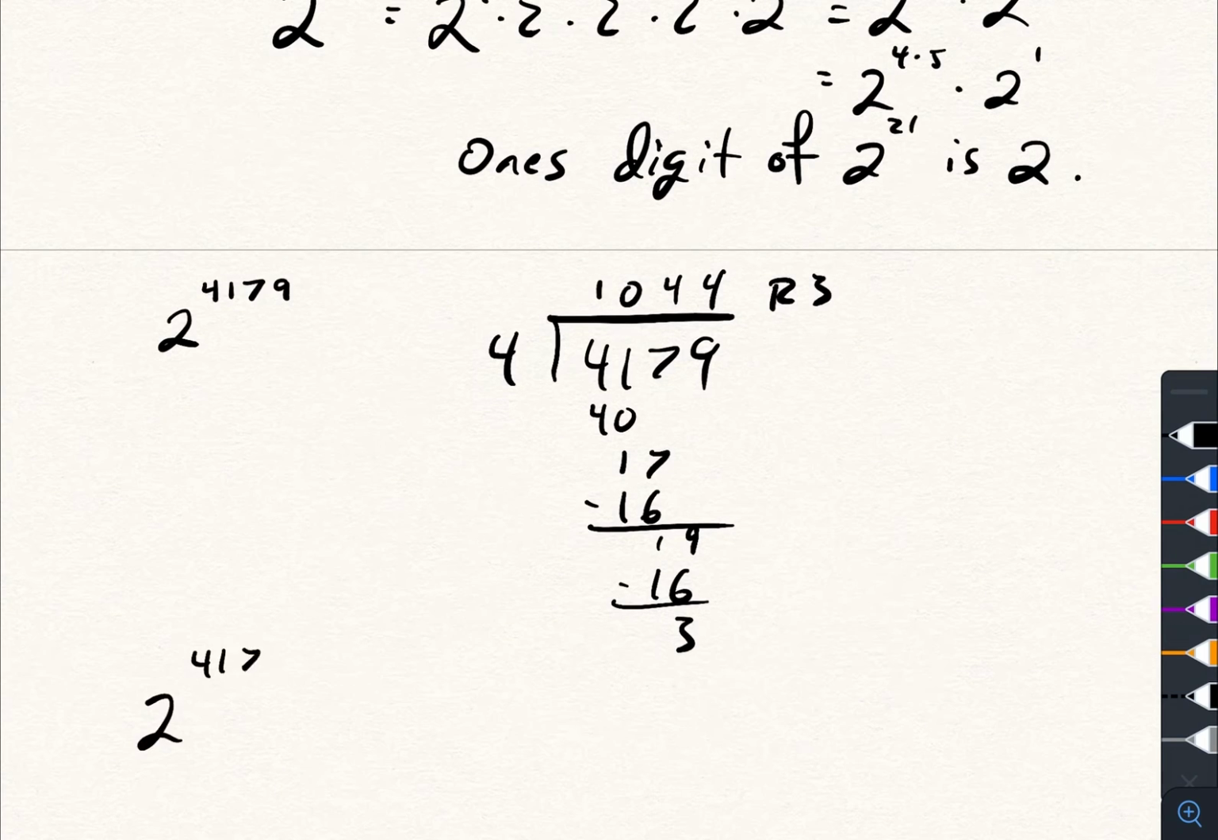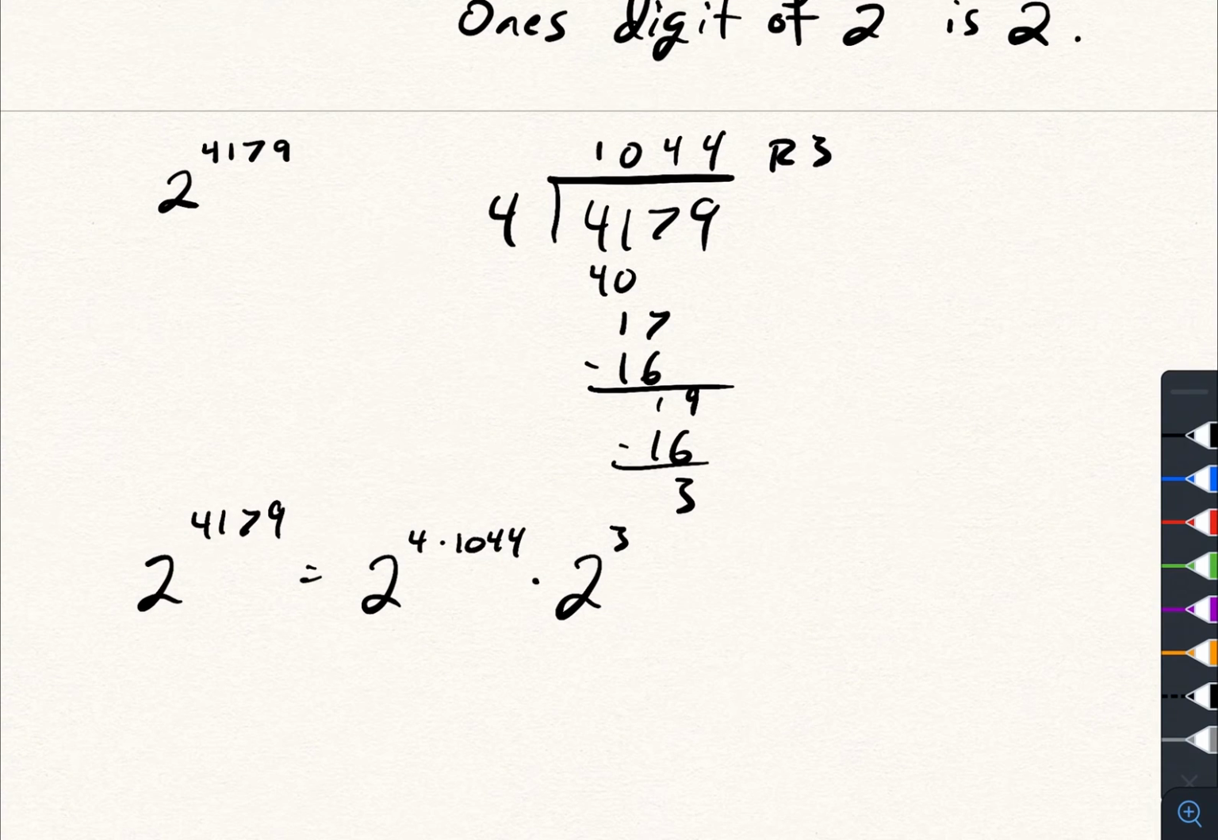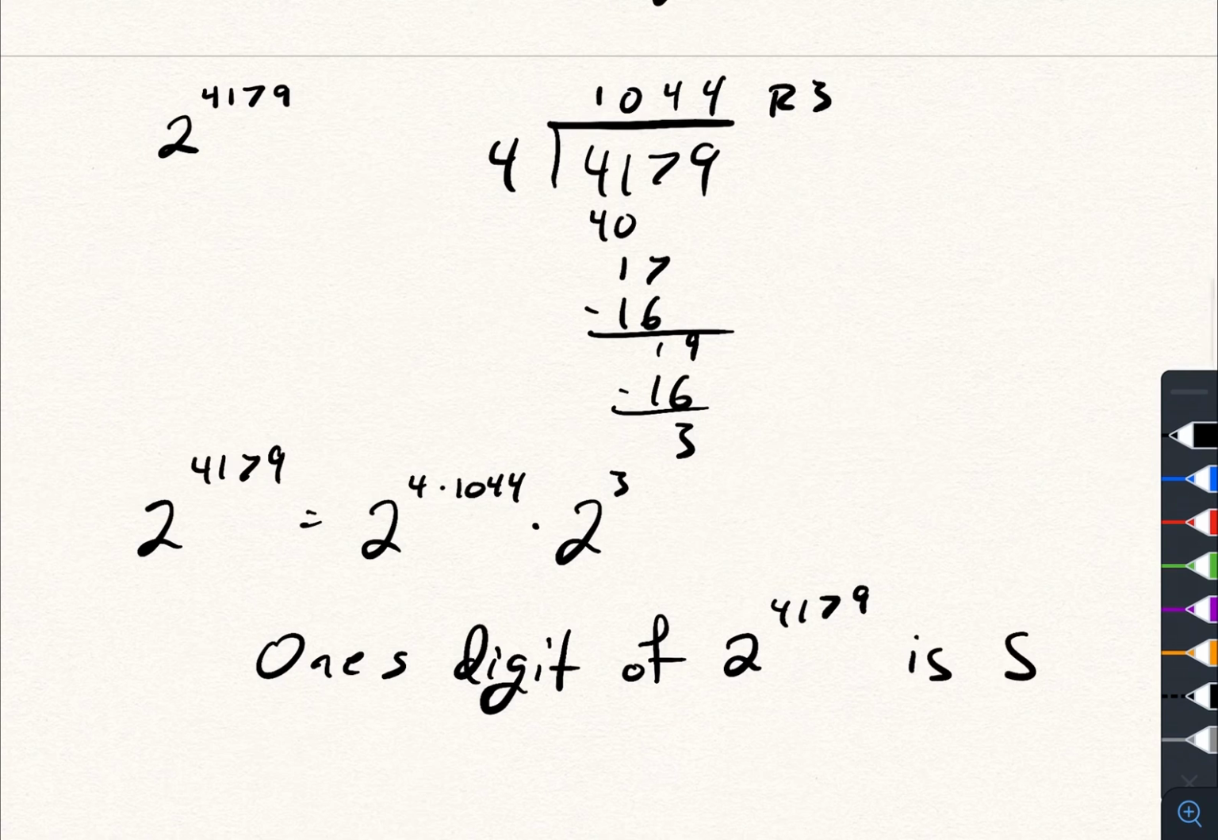So 2 to the 4,179 is 2 to the 4th, and then we do that 1,044 times, and then we're going to multiply by 3 more 2s. So that's kind of what's going on here. The pattern goes 2, 4, 8, 6, 2, 4, 8, 6. We do that 1,044 times, and then we're going to do 3 more powers of 2. So we go 2, 4, 8, 6, and so on, up to 2, 4, 8. And so it seems like the ones digit of this number to the 4,179 is going to be 8.